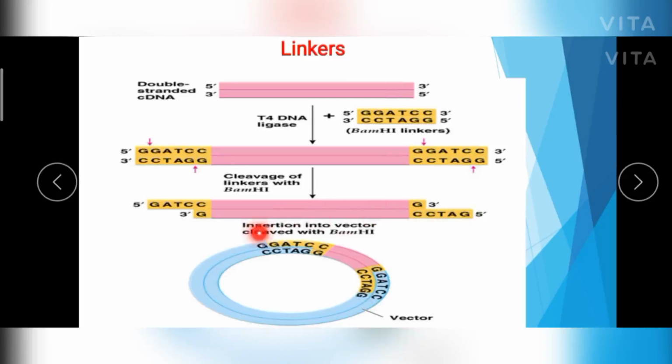Then the vector molecule will also be digested with the same BamHI restriction enzyme, so it will also contain overhangs which are complementary to those of the target DNA. Whenever you mix the target DNA and the vector molecule, due to the complementarity, both will join, and you will see the formation of a recombinant vector. In this manner, for the creation of a recombinant vector or recombinant DNA, linkers play a very important role.